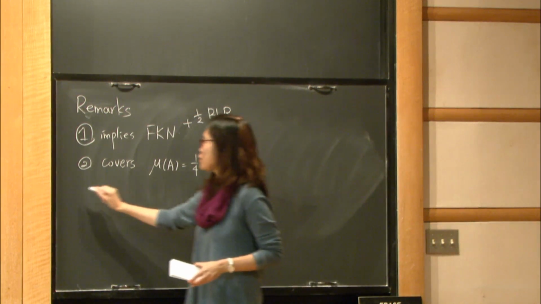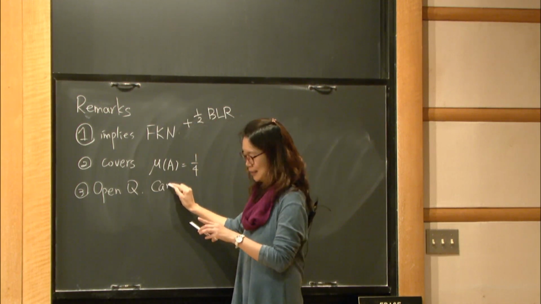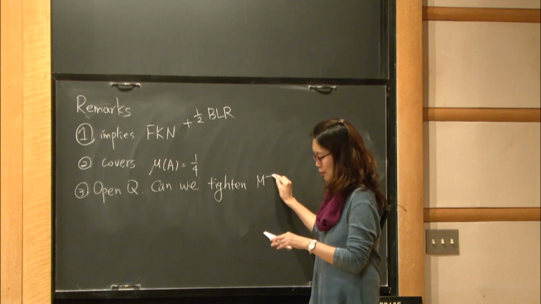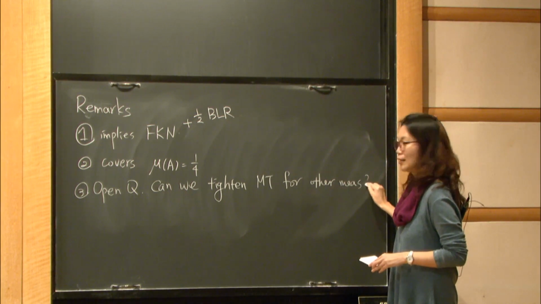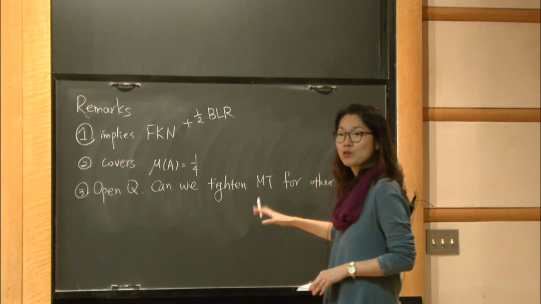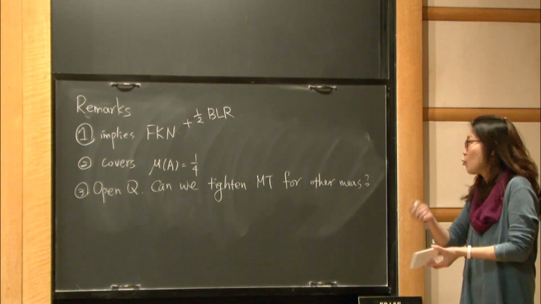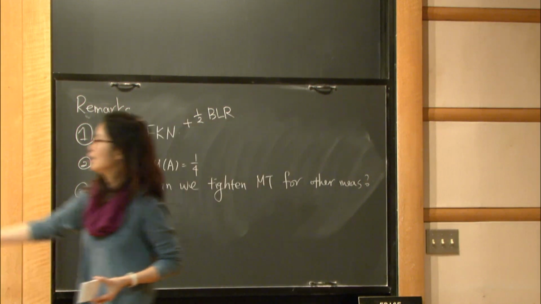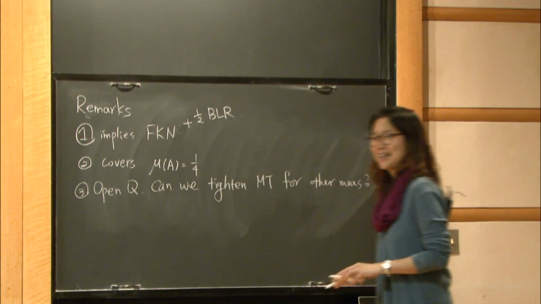So one natural open question is, can we tighten our main theorem for other measures? As she asked, we have some candidates which is impossible to prove, but once we have some inequality or a family of inequalities which are tight for some other measures, then it will give us those other cases in a stronger way. Okay.